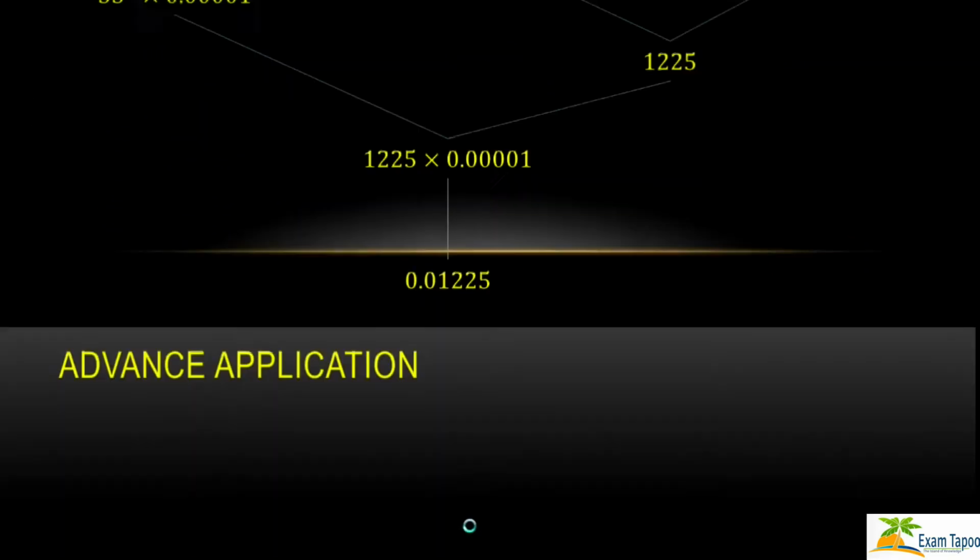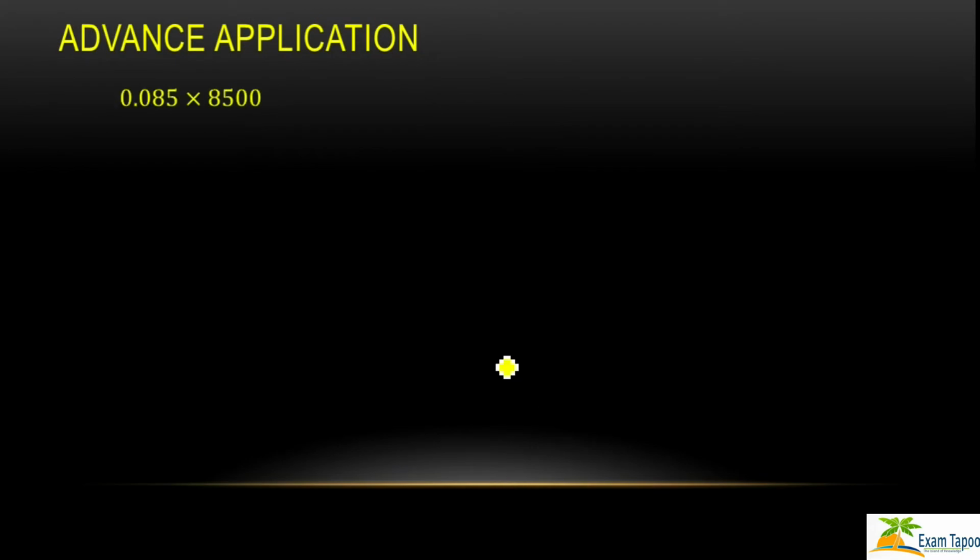Okay, now let's see some more examples. For example, I have a number 0.085 times 8500. So 0.085 times 8500, how to calculate this product? What you will do, you will imagine this number as square of 85 times, now the decimal is at 3 places, so 0.001 times this, we do not have decimal here, rather we have a 100 here. So from this I will get 0.001, and from here I will get 100. So 85 times 0.001 times 100. Okay, this is what I will get.